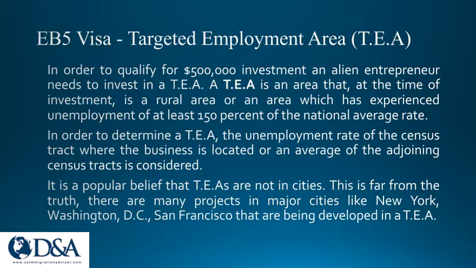Targeted employment area. In order to qualify for $500,000 investment, an alien entrepreneur needs to invest in a TEA. A TEA is an area that, at the time of investment, is a rural area or an area which has experienced unemployment of at least 150% of the national average. It is a popular belief that TEAs are not located in cities. This is far from the truth. There are many projects in major cities like New York, Washington, D.C., San Francisco that are being developed in a TEA.